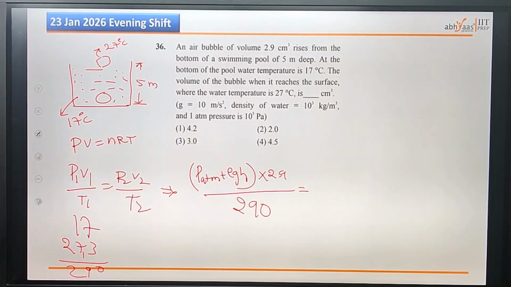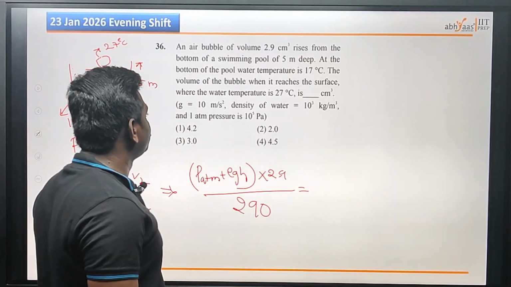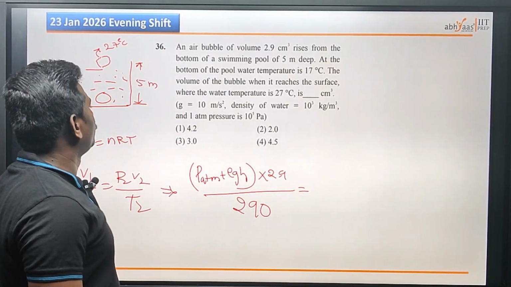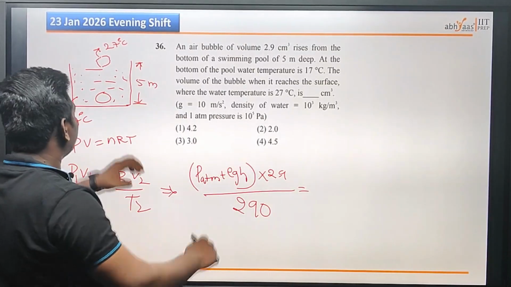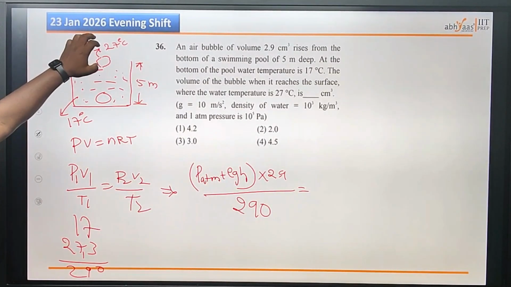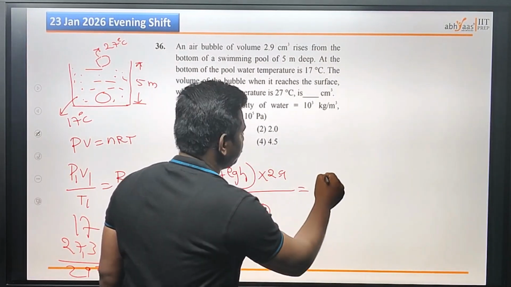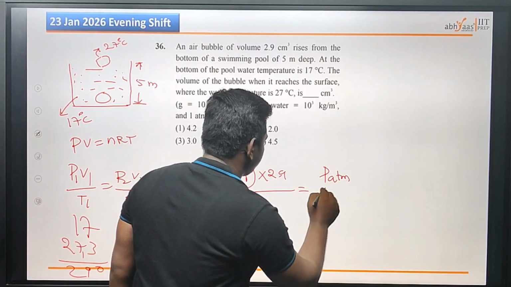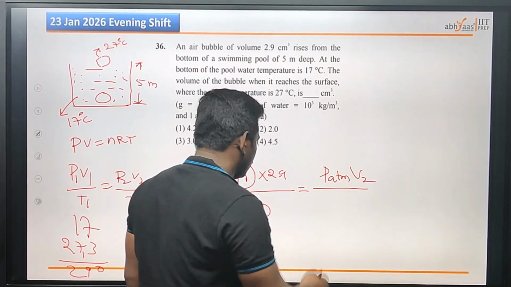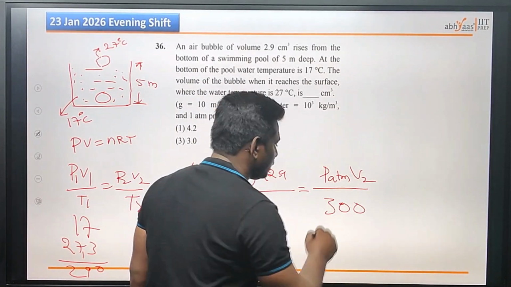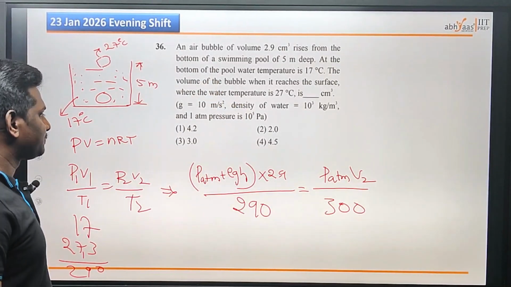This is our next one, P2. What is P2? P2 is at the final position. It is atmospheric pressure only. So I am taking 10 to the power 5, that is P atm, atmospheric pressure. What is V2? You have to find V2. What is the temperature? That is 300 Kelvin. 27 degrees means 300 Kelvin.